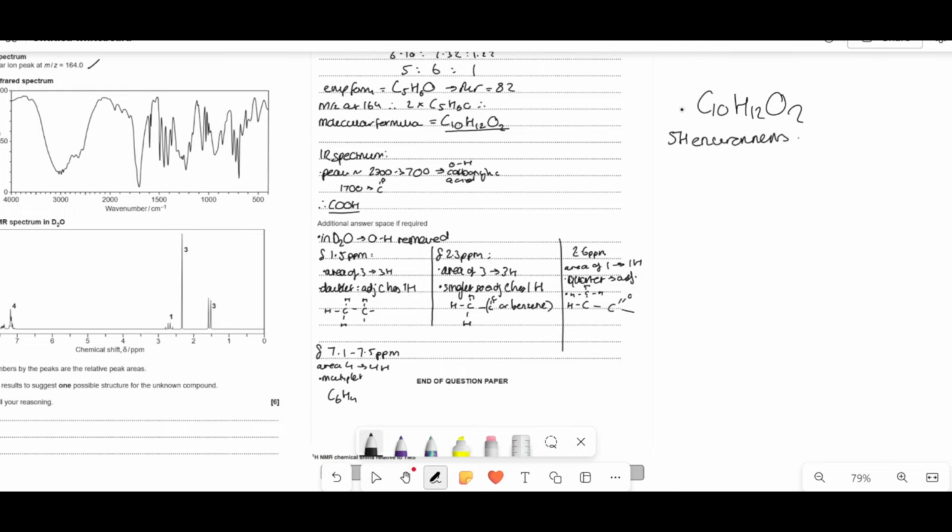Anyways, so back to this. We know it's got 5 hydrogen environments, we know it has a COOH in it, and we know these are the pieces it has in the puzzle. So then all you do is glue everything together and see what you end up making.